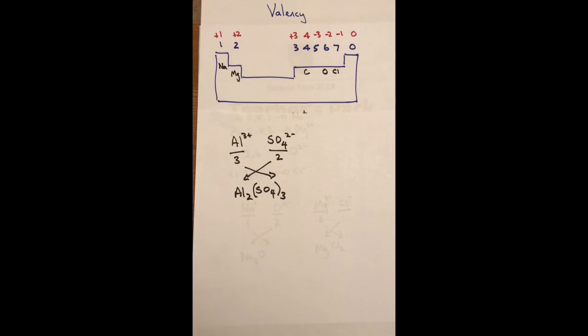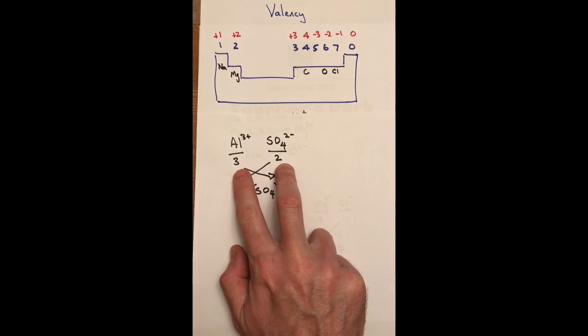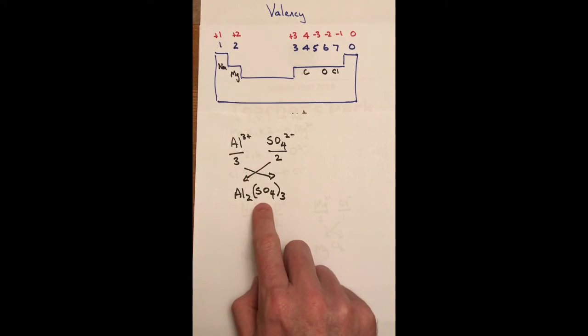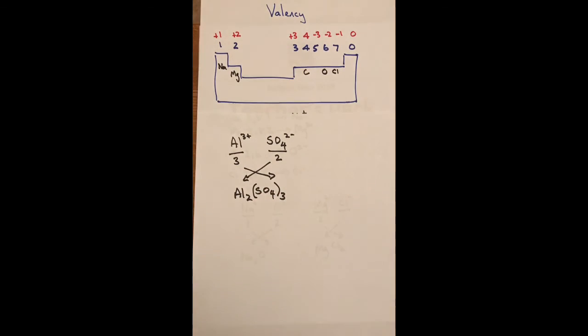Have a try again. Best way to get good at this is to keep practicing, try different formulas, work them out. Remember, if these cancel down, cancel them down, and don't forget about the brackets. If it's a complex ion, you have to put brackets in if it's going to be multiplied by a number. Good luck.